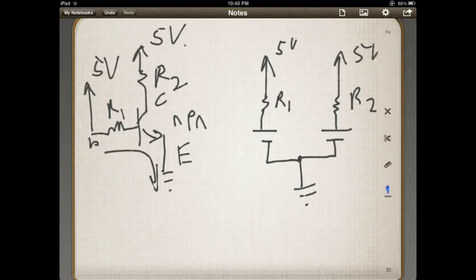Okay, so this is what it looks like. There's the emitter. This side is the collector, and this side is the base. Generally, you have a base to emitter and a collector to emitter saturation voltage potential. Normally, the base to emitter voltage is 0.7 volts.